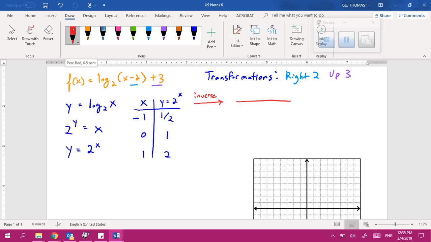We just find those points to help us get some values because we don't even know where to start. So what are my new x values? 1/2, 1, and 2, right? What are my new y values?